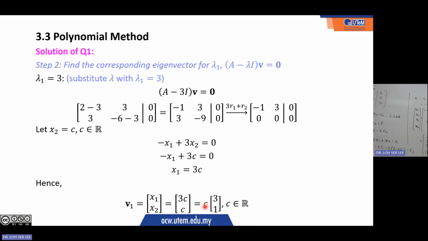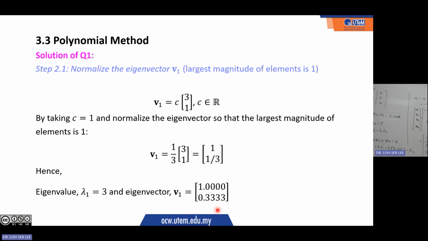If your C is 1, your V1 is 3, 1. If your C is 2, your V1 is 6, 2. If your C is 1 over 3, you get 1 and 0.3333. C can be anything, so we want to standardize the eigenvector. We normalize it, so that everyone gets the same eigenvector. Otherwise, 60 students, 60 different solutions. So normalize the eigenvector.